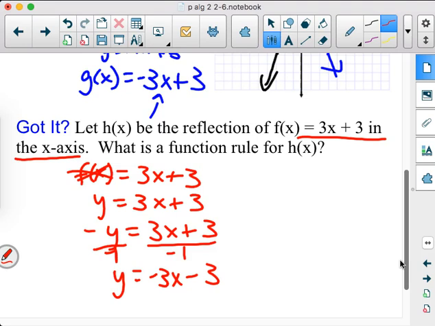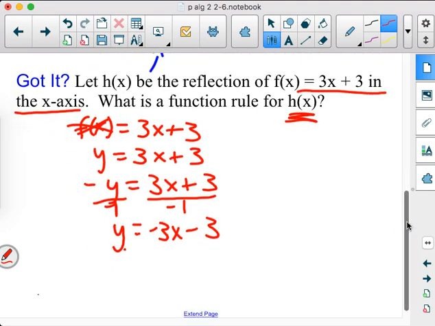And then I remember they said, uh-oh, give it a new name. Call it h of x. So we're going to call this one h of x equals negative 3x minus 3. And that's important. If they tell us what we're supposed to name it, that's what we need to name it.